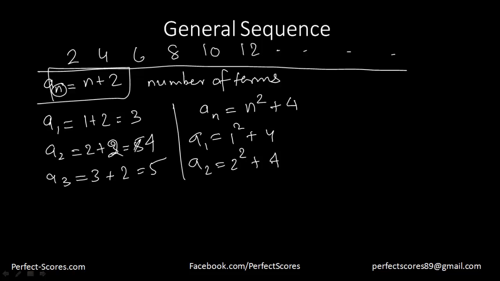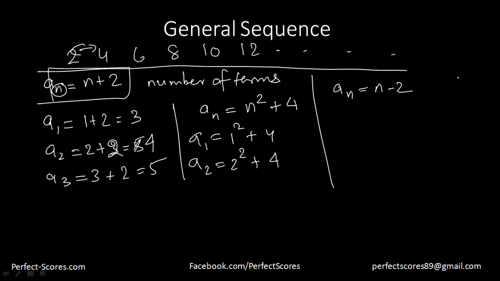The sequence does not mean that it has to have a constant difference, or it has to have a common multiplication point here. General sequence just means that I have defined a sequence that a of n is equal to n minus 2, and I just keep on defining what is the first term, what is the second term, and what is the third term, right? So this is what a general sequence is.